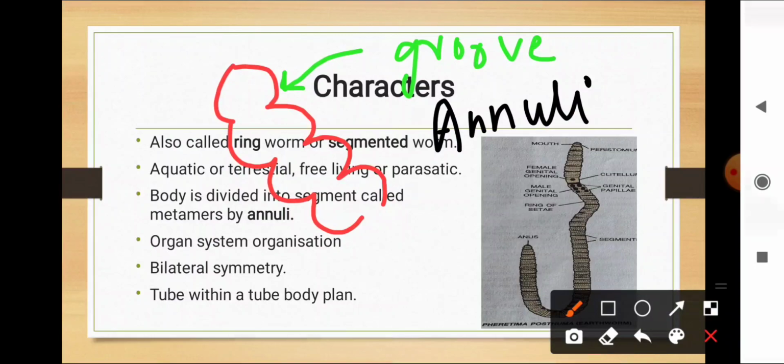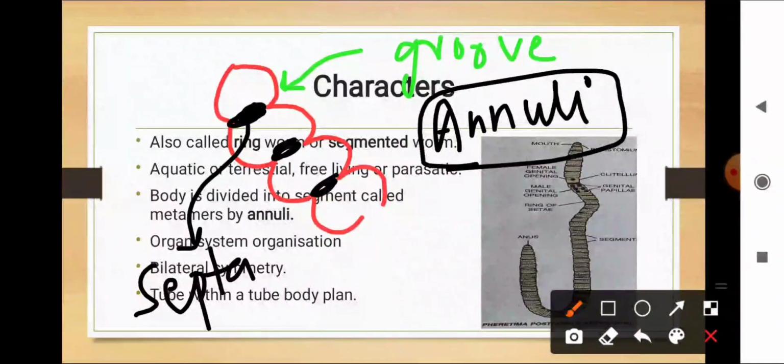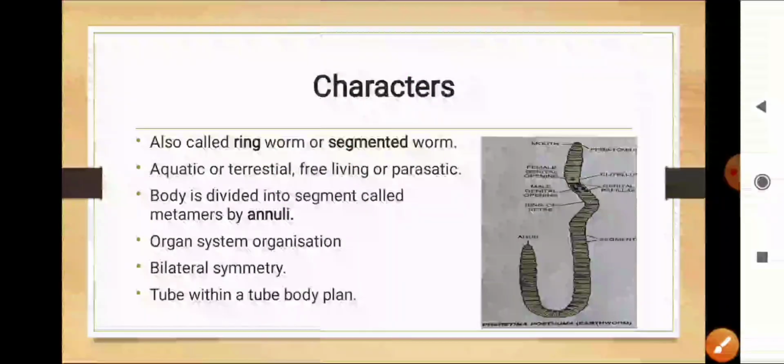And if the body is also divided internally, it is divided due to the presence of this black-like structure. It is not called annuli, it is the septa. It is the septa which divides the internal parts. Annuli is the part which divides the body externally. Annuli divide the body externally, and septa divide the body internally. Okay, I hope you got it.